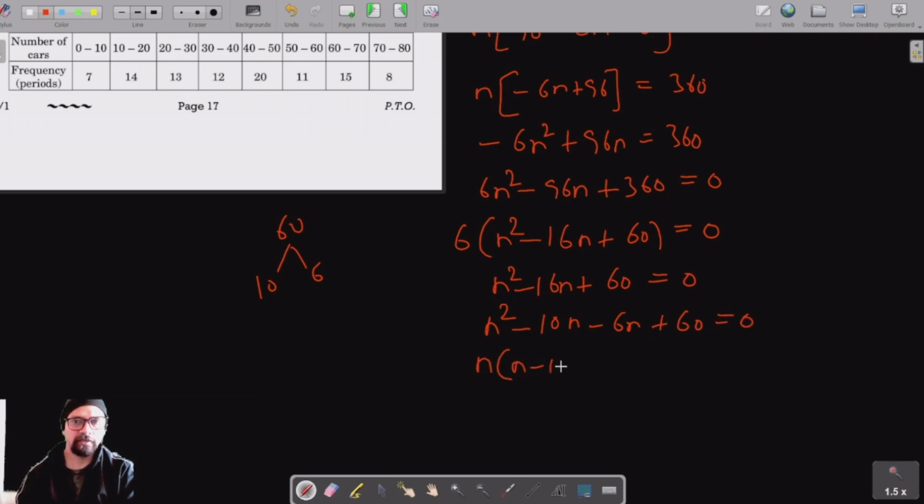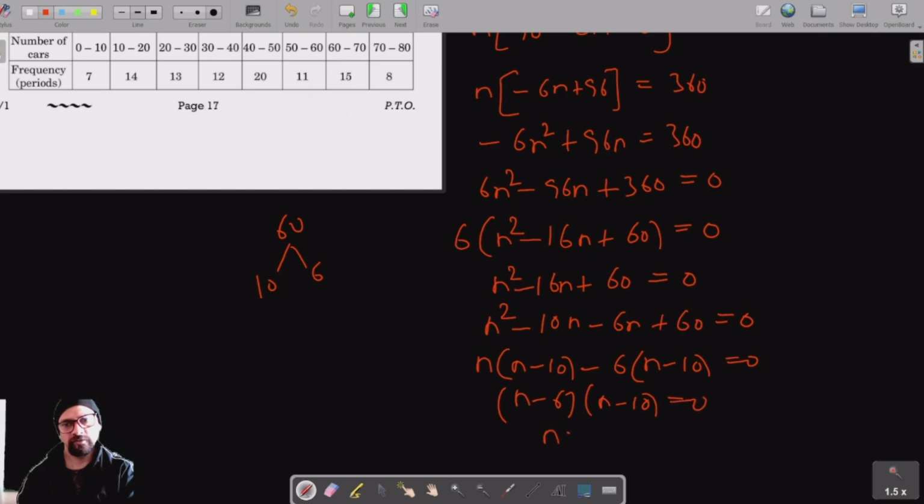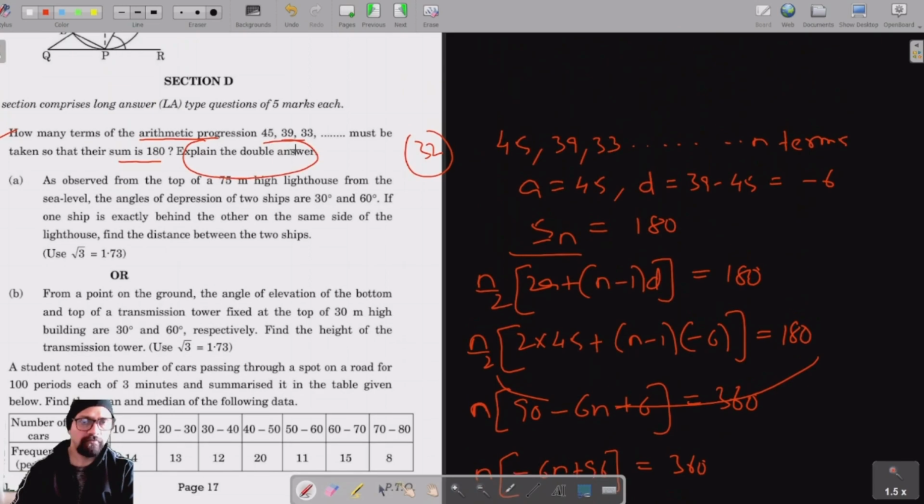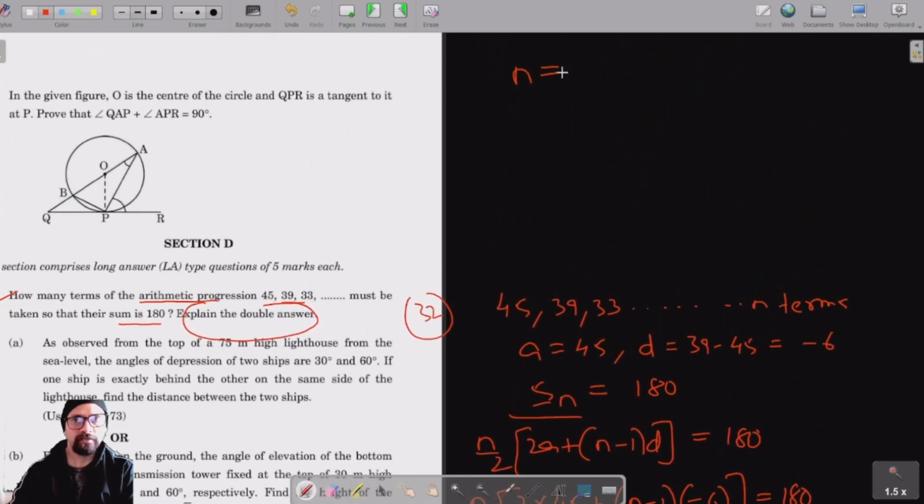So this is n into n minus 10 minus 6 into n minus 10 equal to 0. So n minus 6 into n minus 10 is equal to 0, which gives us the number of terms as either 6 or 10. Now we have got two answers, so we have to explain why the sum of 6 terms and the sum of 10 terms are both 180. So the sum of 6 terms is 180, and the sum of 10 terms is also 180.